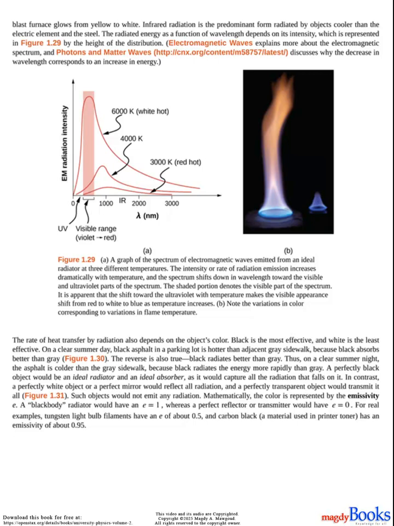Mathematically, the color is represented by the emissivity e. A blackbody radiator would have e equals 1, whereas a perfect reflector or transmitter would have e equals 0. For real examples, tungsten light bulb filaments have an e of about 0.5, and carbon black, a material used in printer toner, has an emissivity of about 0.95.